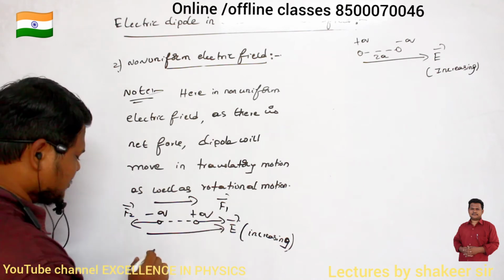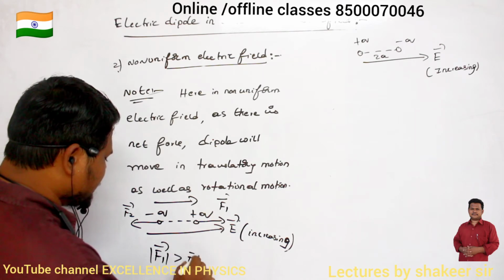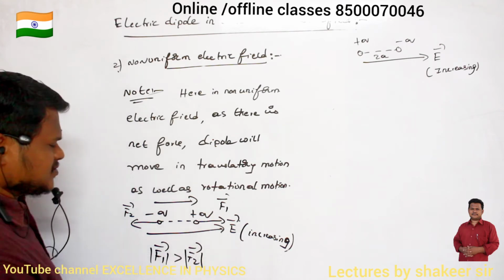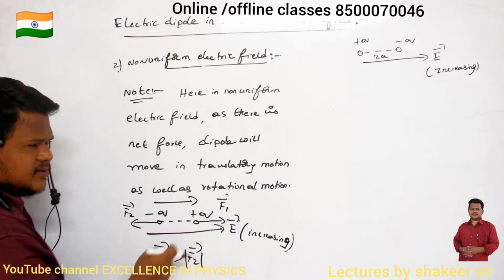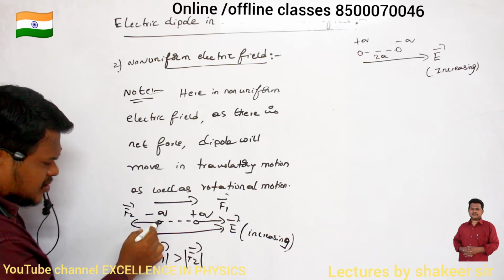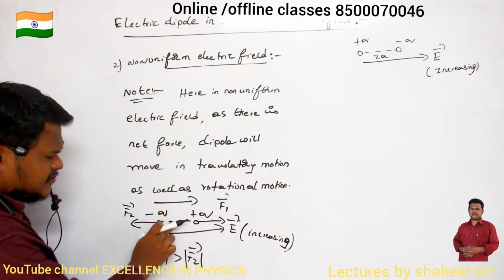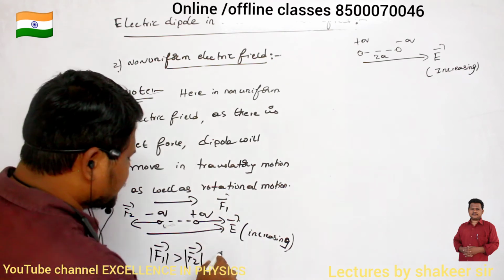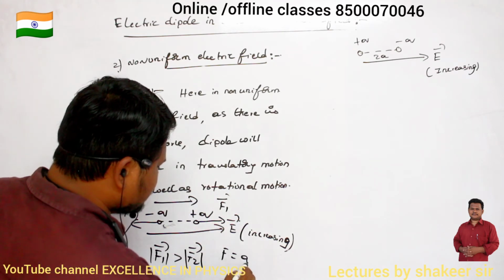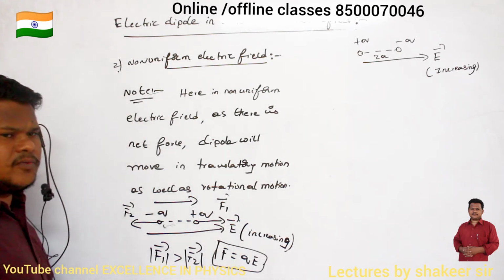F1 dash is greater. Can you say what the reason is? What is the reason? Because here electric field is increasing, no? Here there is a lesser amount of electric field. Here there is more electric field. If electric field strength increases, force also increases. What is the force formula? Force is equal to Q into E.